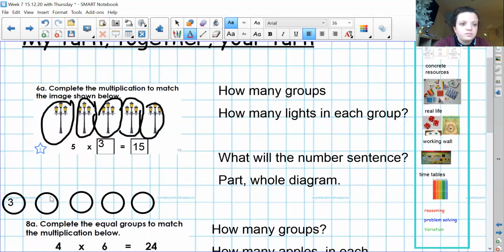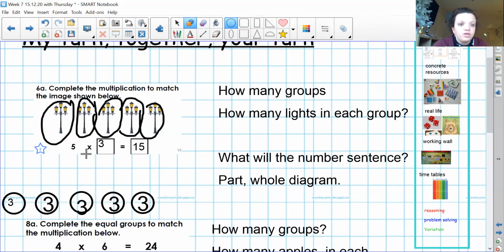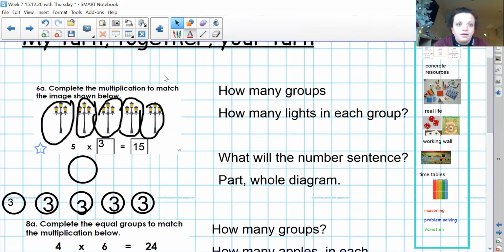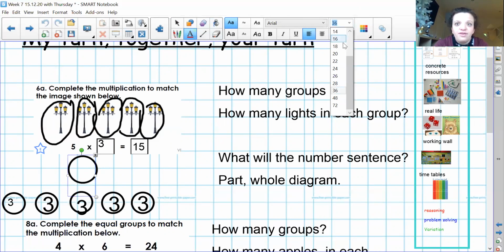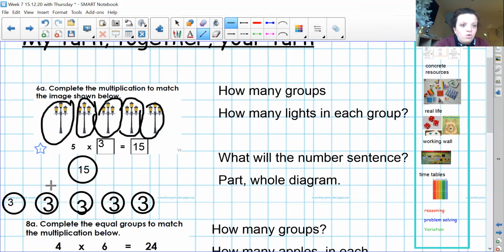Put 3 in each of them: 3, 3, 3, another 3, and a final 3. Okay, so we've got all of our 3s, 5 groups of 3, and then all together we're going to have our total number, which is going to be our whole number, and our whole number is going to be 15. So we're going to put 15 in here. Okay, and then all of our parts make our whole.